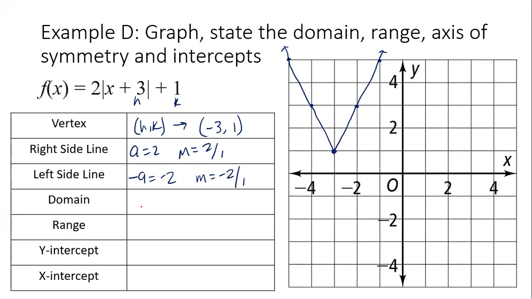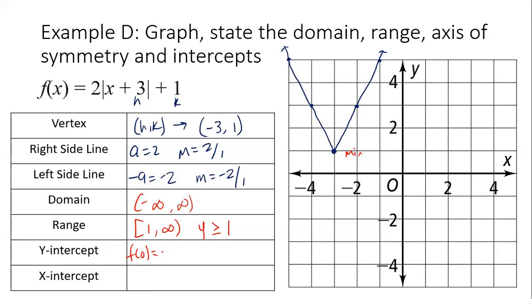The domain here would be from negative infinity to positive infinity. The range, it has a minimum vertex, so my range starts at 1 and goes forever to infinity, or y is greater than or equal to 1. My y-intercept, I cannot see where it's going, but I can either use deductive reasoning or I can find out what f of 0 equals. So I can substitute in 0 and find f of 0 to find my y-intercept.